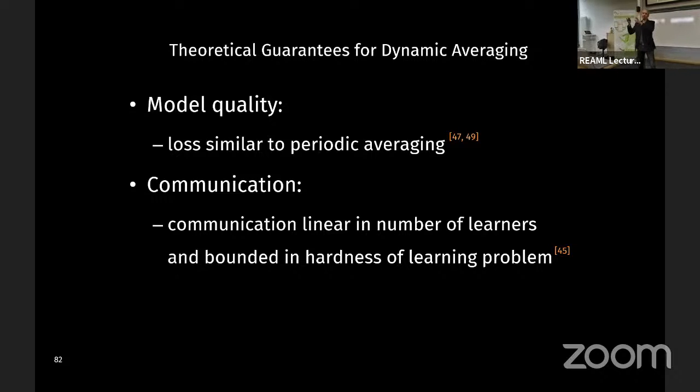So first of all, we guarantee that the loss is similar to periodic averaging, which is important, so it's not worse. And the communication is then linear in the number of clients and bounded in the hardness of the learning problem. So if you have a very easy learning problem, it's guaranteed to communicate very little. If you have a hard problem, it communicates more to achieve good model quality.